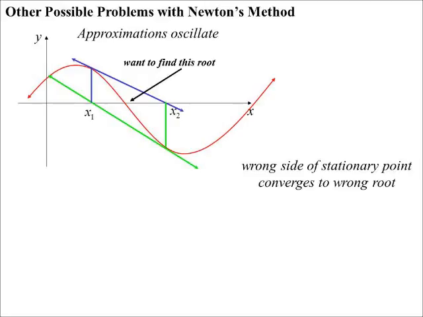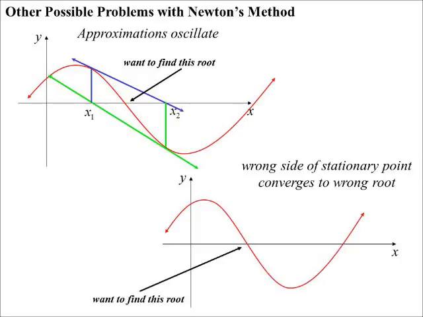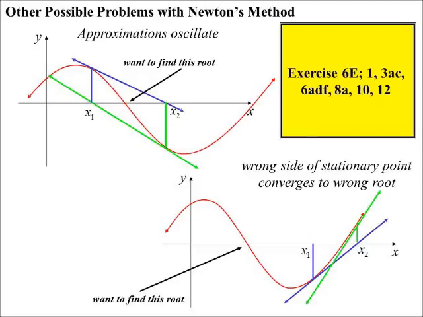Wrong side of the stationary point. So say I wanted to find that one, but I decided I'd pick there. Now it'll find an approximation, but not to the solution I'm looking for. It's finding one of the other solutions. So that could be a problem. Ooh, there we go. Look, only a handful of questions there to do.